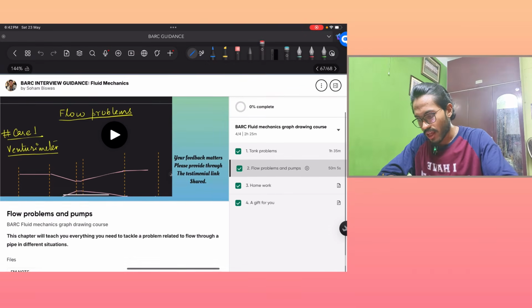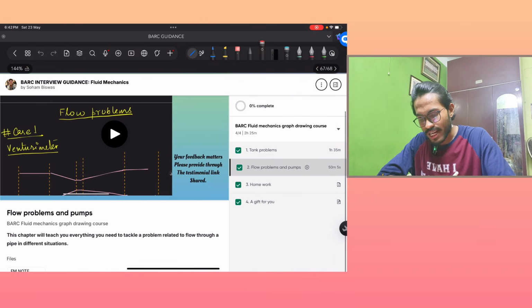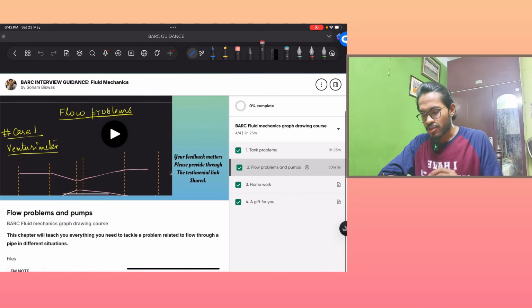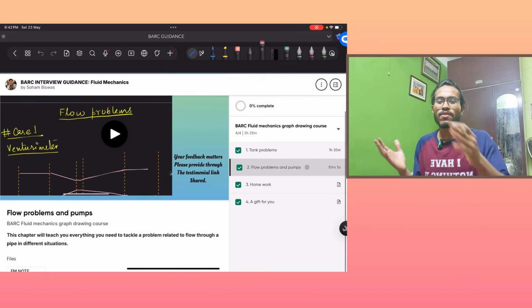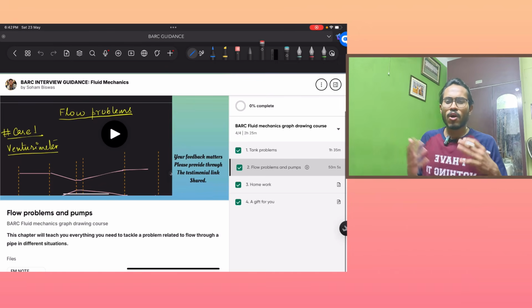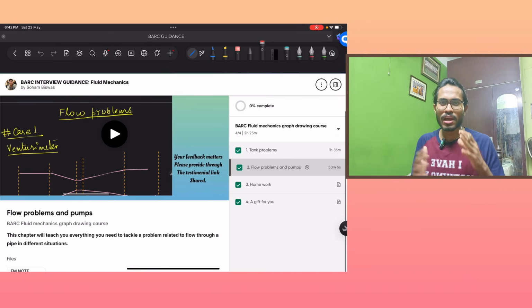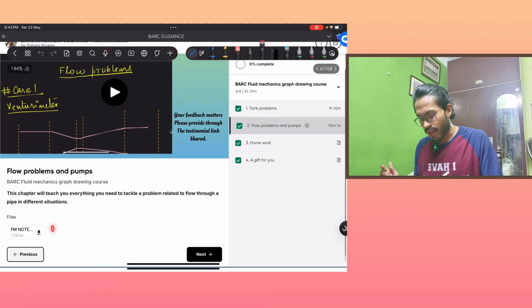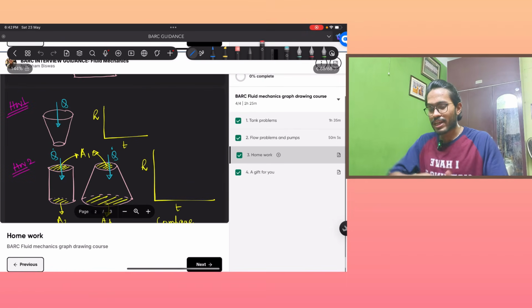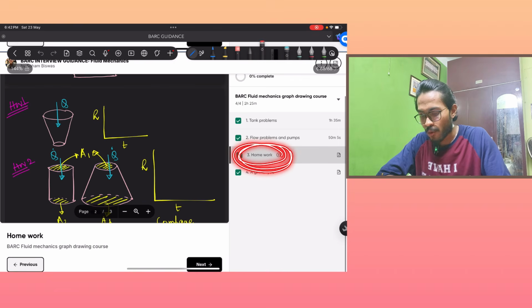Secondly, the second chapter is flow problems and pumps. I have covered the venturi meter, the orifice meter, how to draw the pressure versus velocity curves, and those complex, problematic questions, and how to answer them. Obviously I have provided the notes. Finally, I have given you some homework problems also.